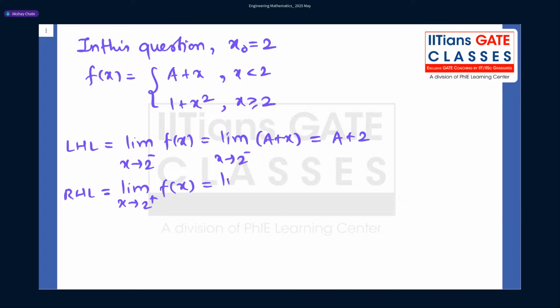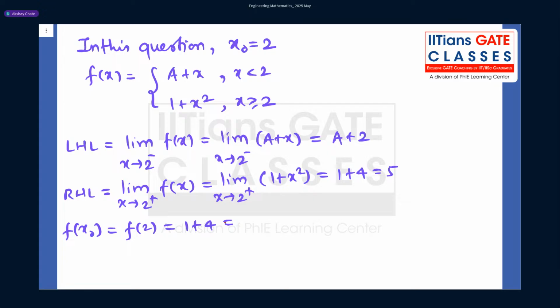When you are approaching x equal to 2 from the right hand side of the real line, the nature of the function is 1 plus x square. So here you put x equal to 2, and that will be 1 plus 4 equal to 5. And the actual value of this function at x naught, which is f of 2, is also 1 plus 4, because at x equal to 2 it is 1 plus x square again. So that is also fine.